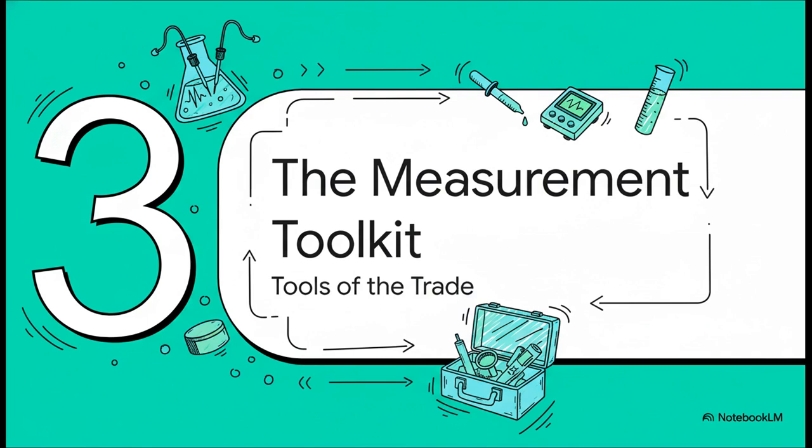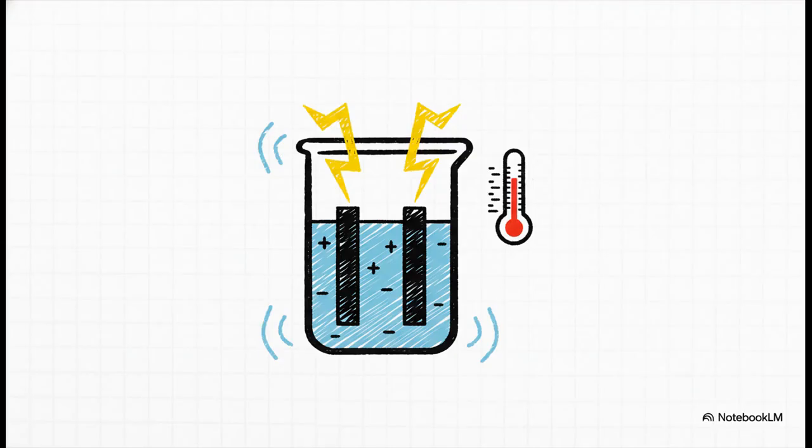Okay, so we get the principle. We get the why. Now let's talk about the how. What are the actual tools of the trade? Let's take a look at the toolkit. Okay, the heart of the whole setup is something called the conductivity cell. It's basically a special container that holds our sample. And dipping into that sample are two platinum electrodes. They're what create the electric field. Oh, and here's a really critical detail. You have to keep the temperature perfectly constant, because temperature can change how fast the ions move, and that would totally throw off our measurements.